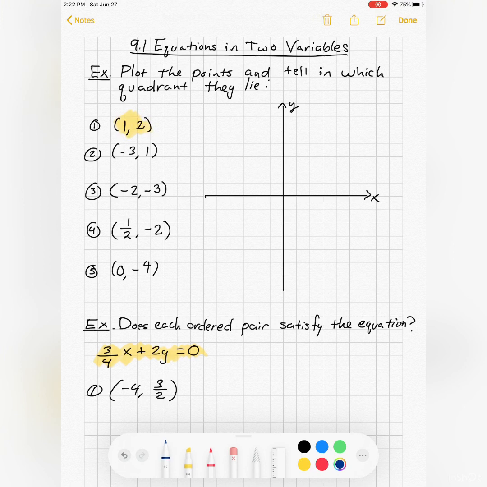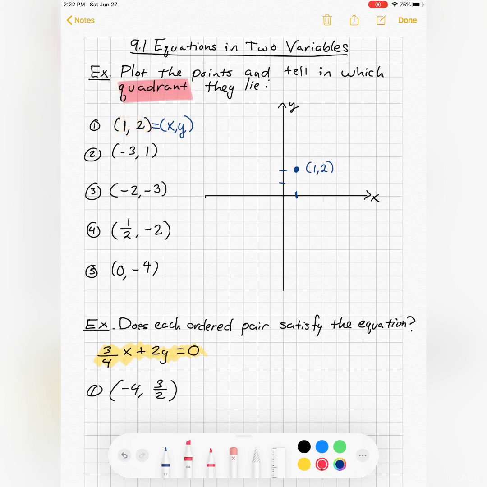So here I have an xy pair. Remember, when I write a pair like 1, 2, the first coordinate is the x, the second coordinate is the y. So if I plot that point, I go 1 unit on the x-axis, 2 units on the y-axis. And that's where that point 1, 2 lies.